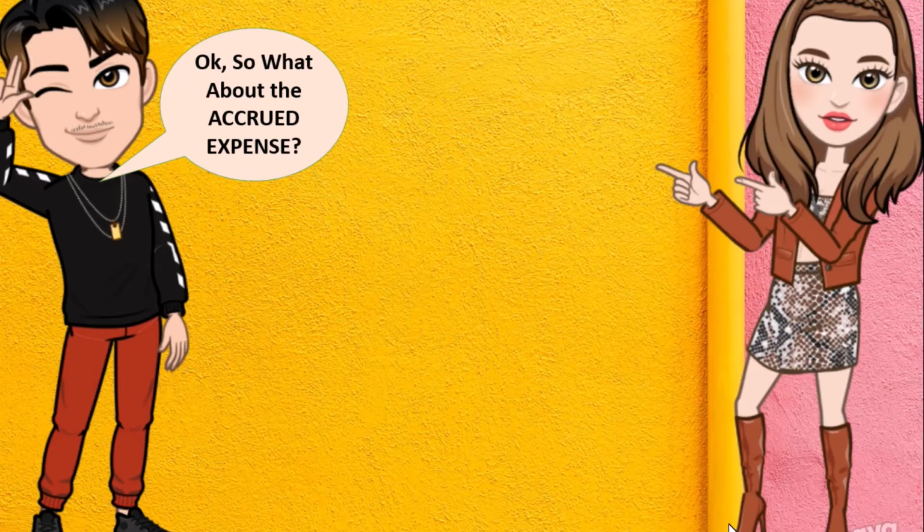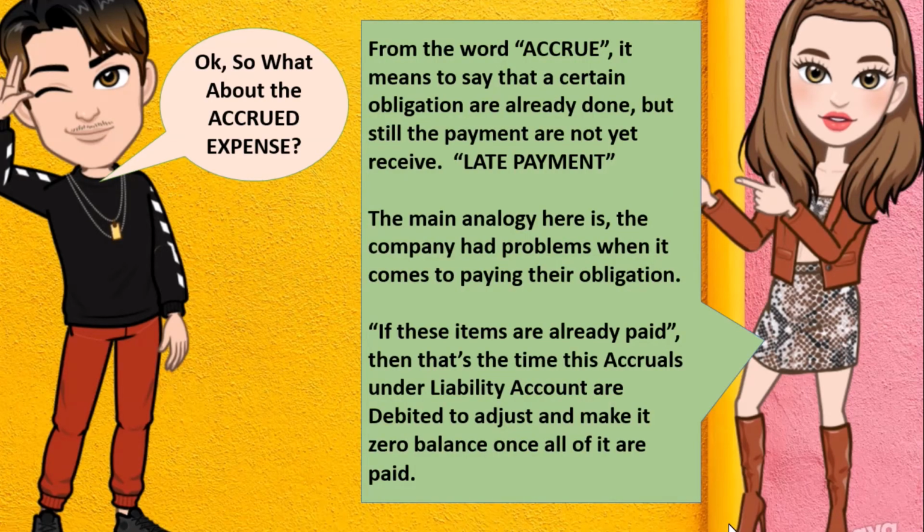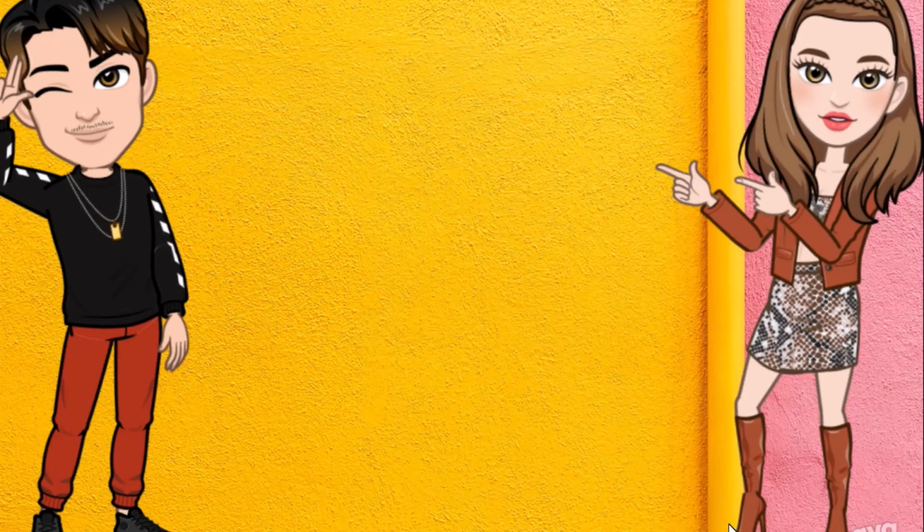Okay, so what about the accrued expense? From the word accrue, it means that a certain obligation is already done but the payment is not yet made, or is late. The main analogy here is the company has problems when it comes to paying the obligation. If these items are already paid, then that's the time these accruals under liability account are debited to adjust and make it zero balance once all of it is paid. Did you get my point?